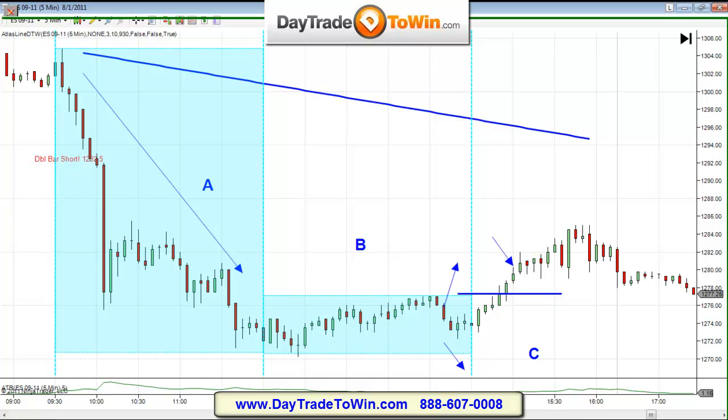Look at overnight sessions. When the London Exchange opens in England, you're going to have the same exact pattern with the ABC overnight. All right?